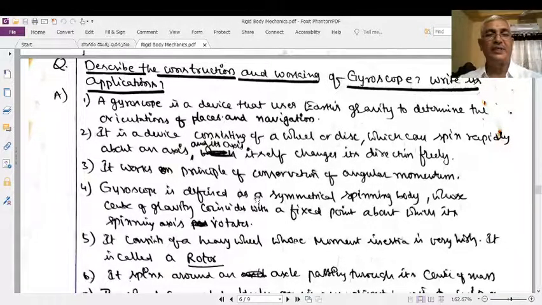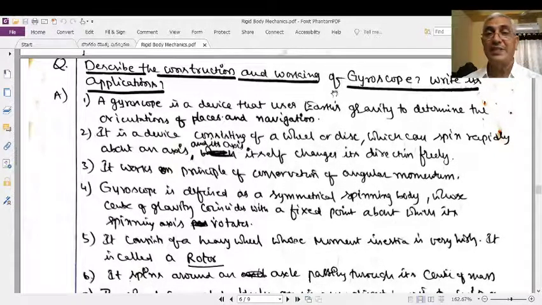Here we want to discuss the construction and working of the gyroscope, and of course ultimately we will say the applications. A gyroscope is a device that uses Earth's gravity to determine the orientation of places and navigation. Orientation of places means it is used to determine the angular orientation of that particular place. Navigation means the path followed by a certain vehicle in the air. It totally determines the path followed, which means the position and its orientation.